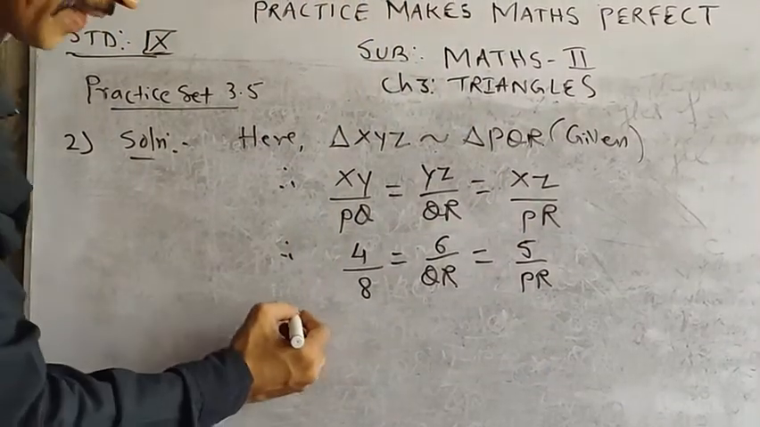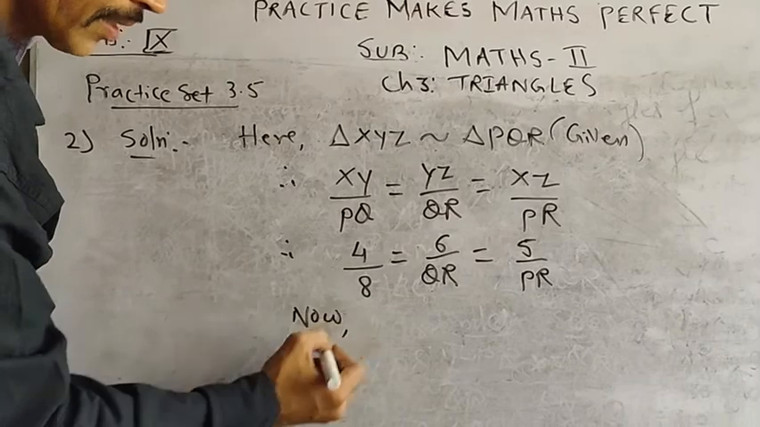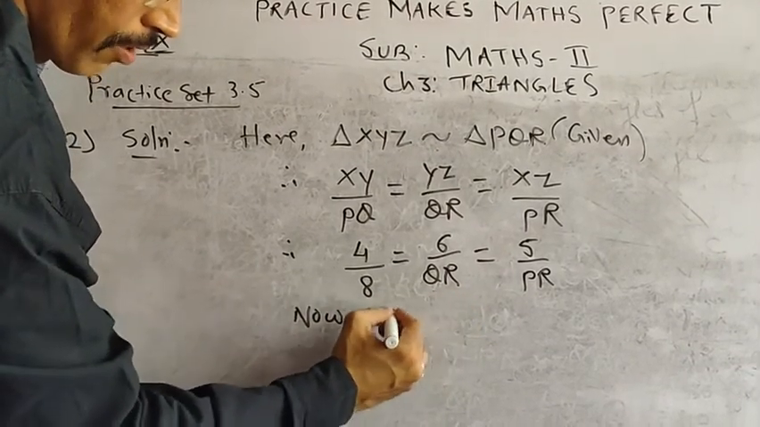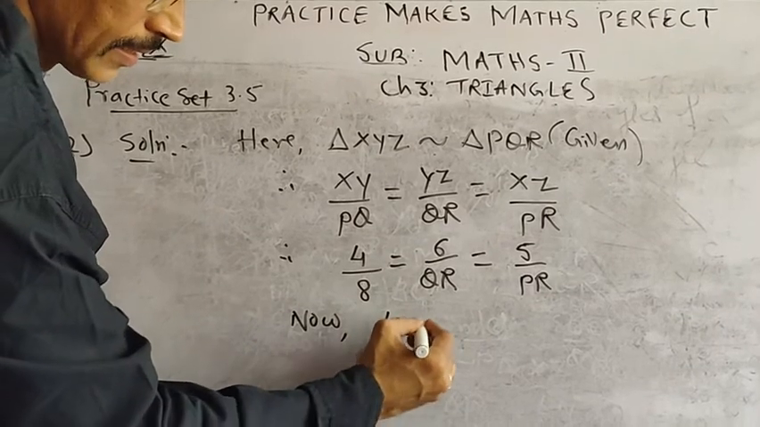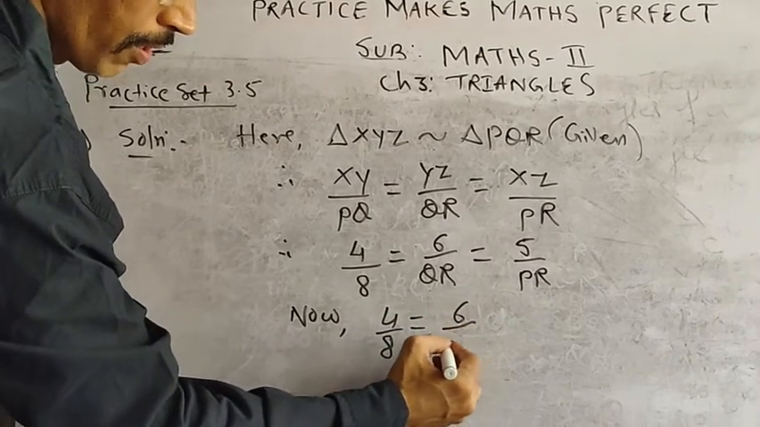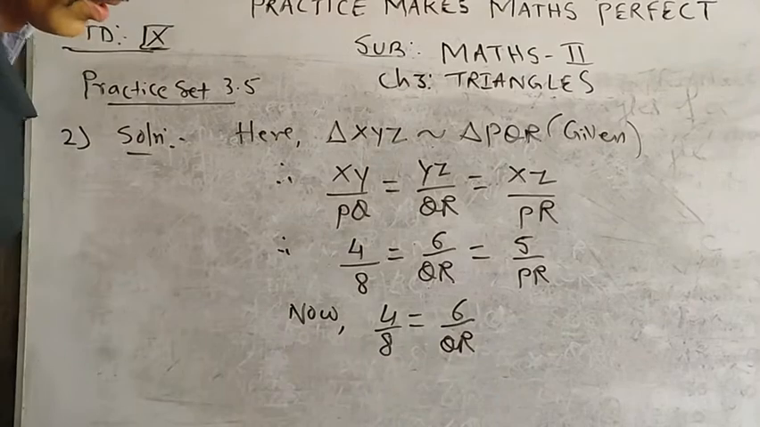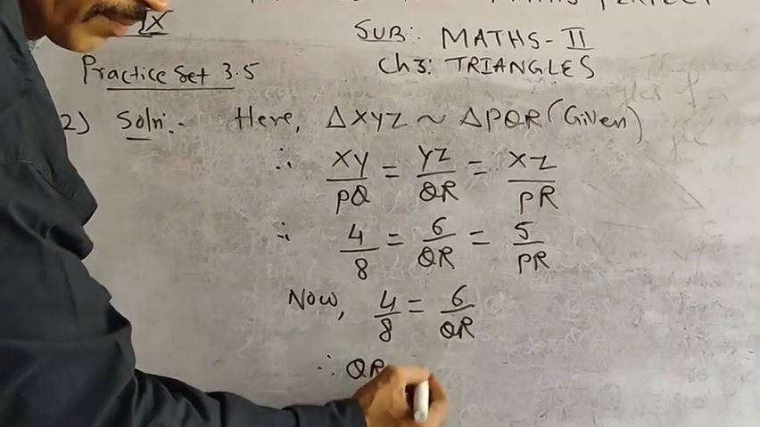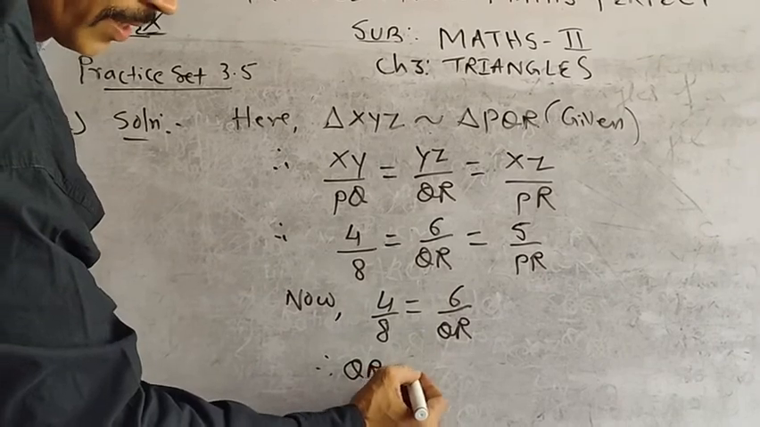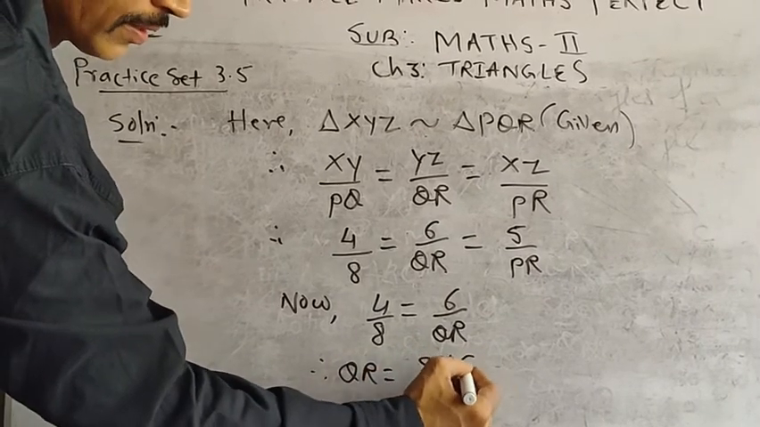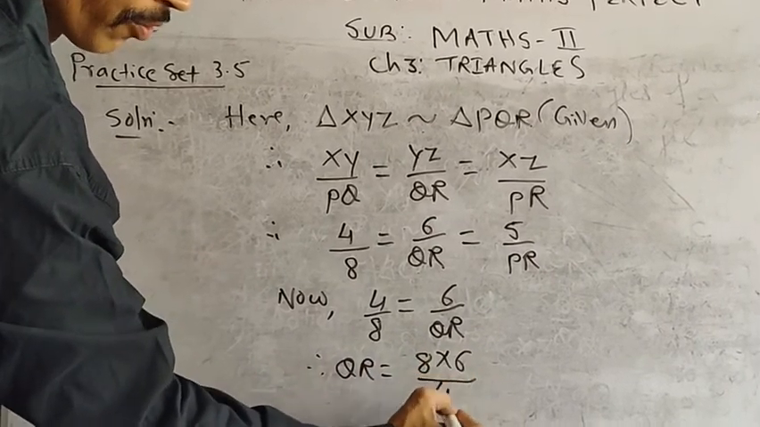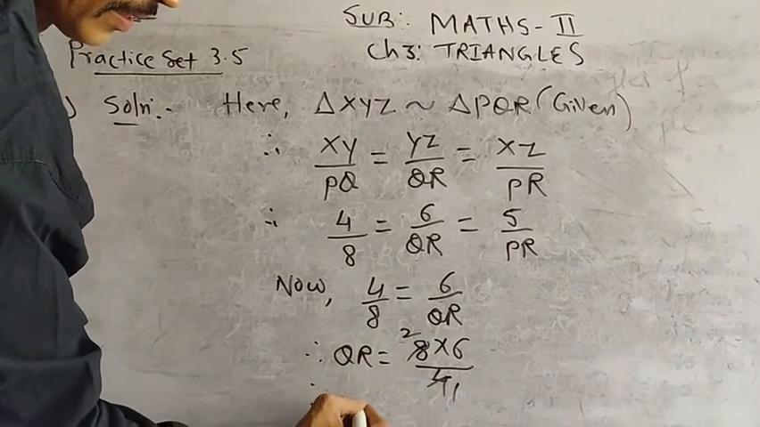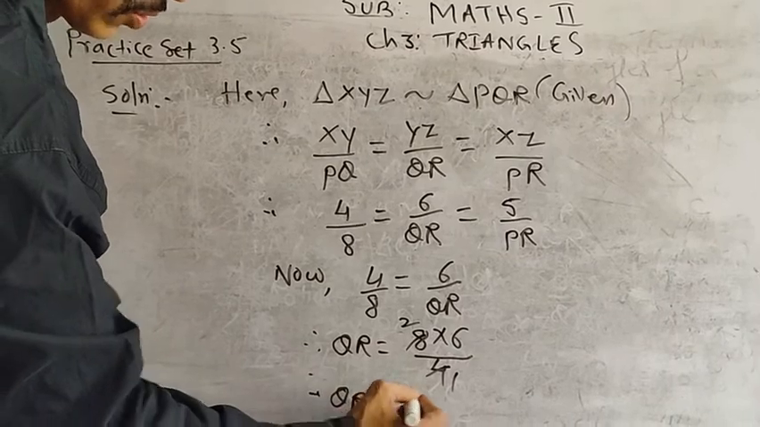Okay, so it is very easy. First you will take these two ratios. Now 4 upon 8 is equal to 6 upon QR, and therefore QR is equal to, you know, cross multiplication. All of you know cross multiplication. 8 into 6 upon 4. 4 ones are 4, 4 twos are 8. So you will get QR is equal to 12.